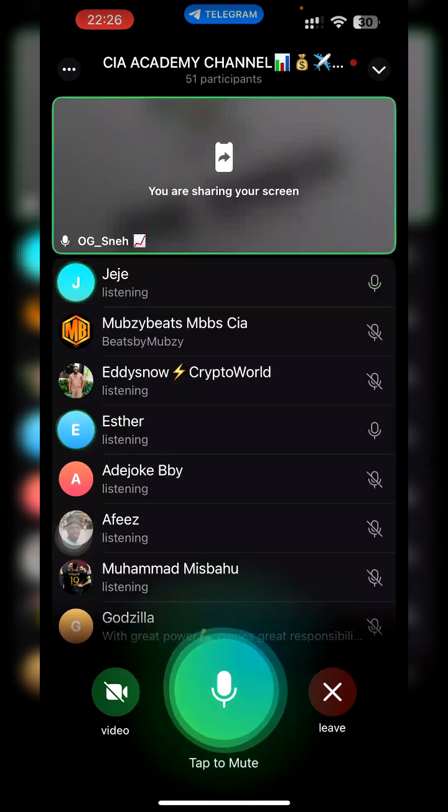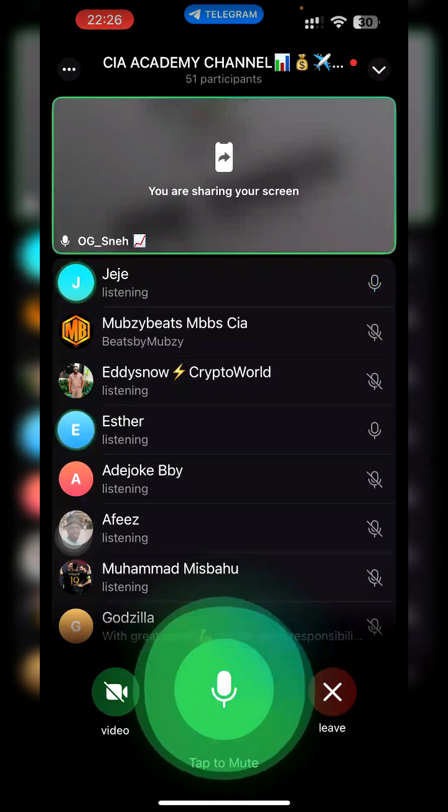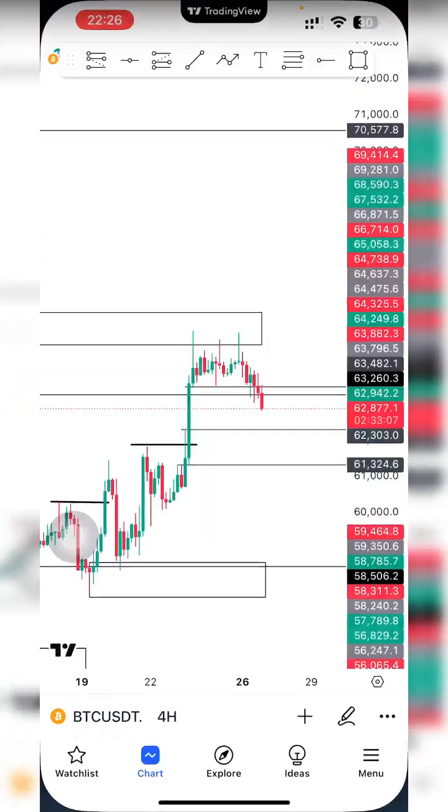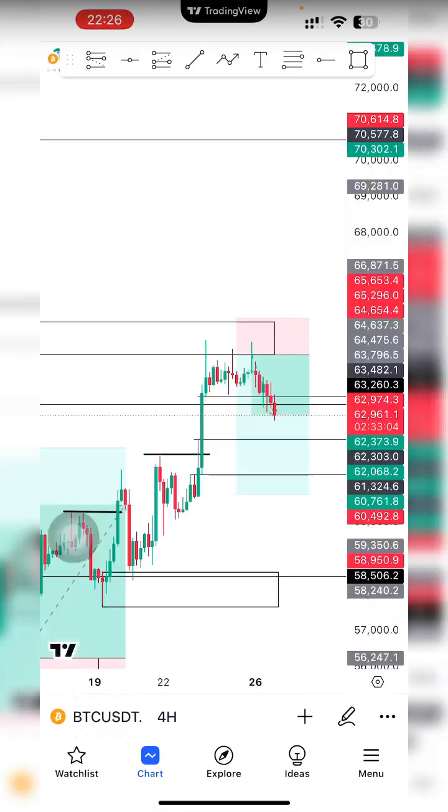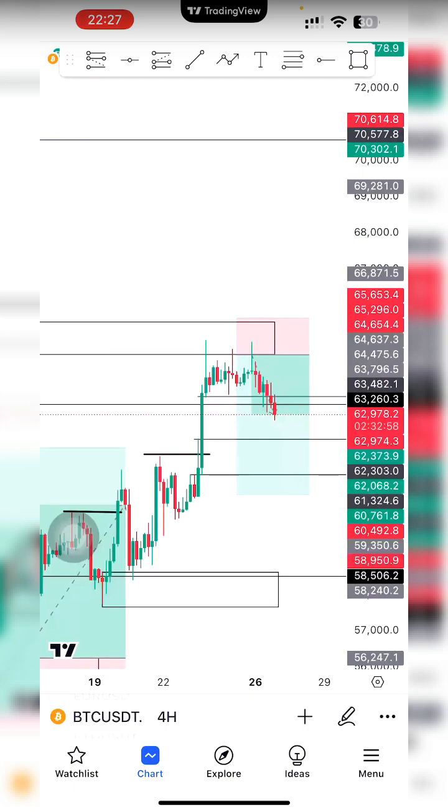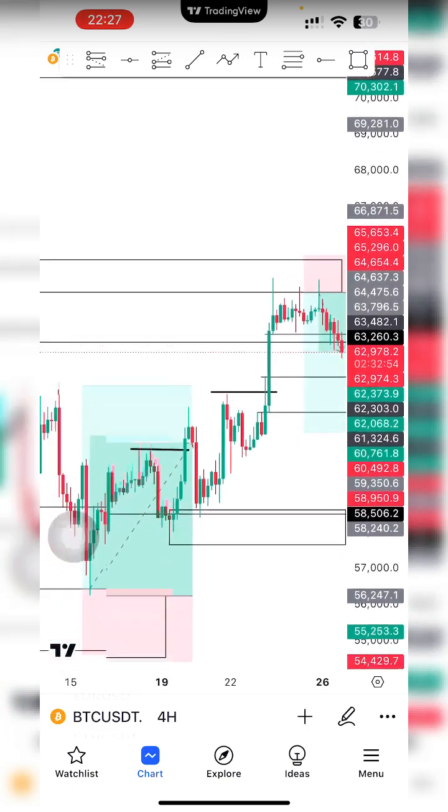Yes, that is refined entry. But those people too, if you look at them very well, some of them will miss. They are going to have missed entries. If you refine too much, you'll be having missed entries. Do you understand? You'll be having missed entries.